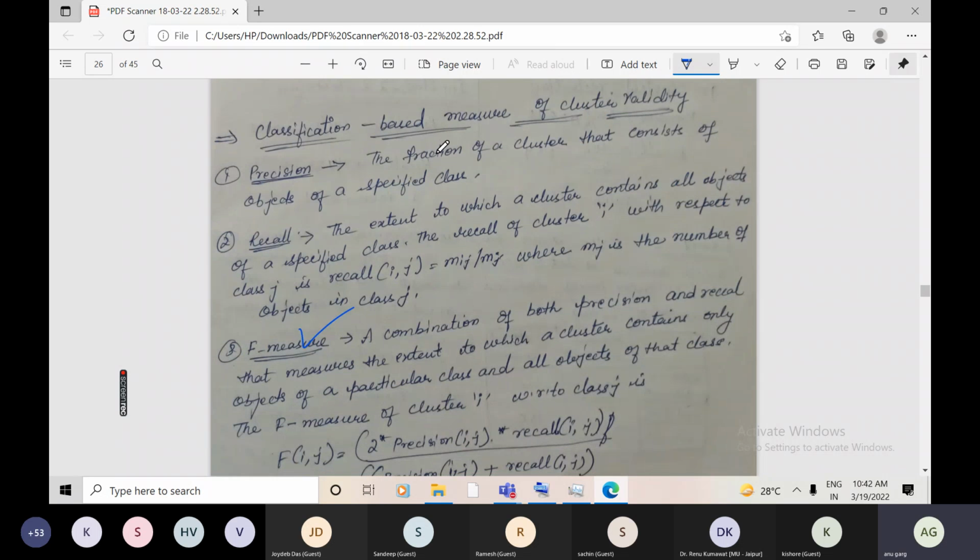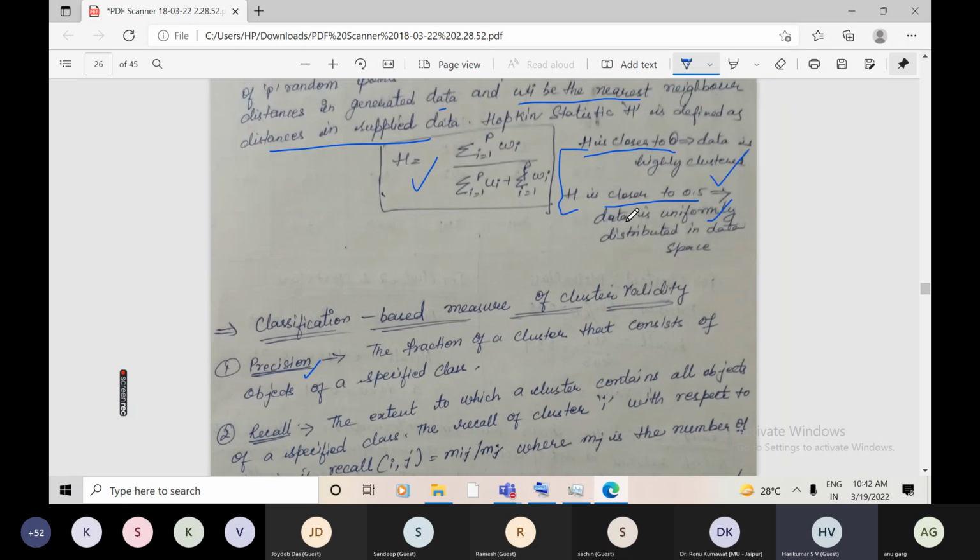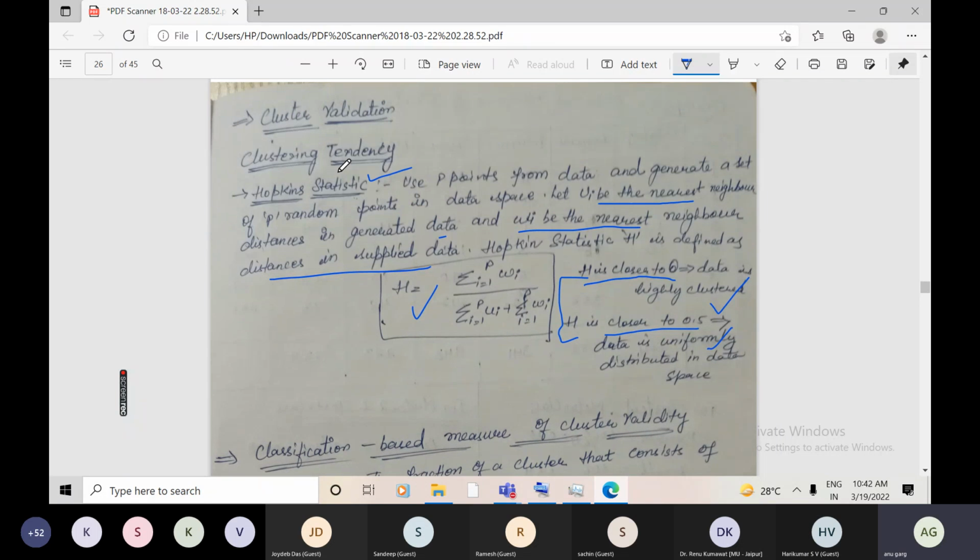Now coming to classification based on these, precision. Precision is nothing but fraction. How did you get those values of 0 and 0.5 and all? This is the definition of the Hopkins statistic.